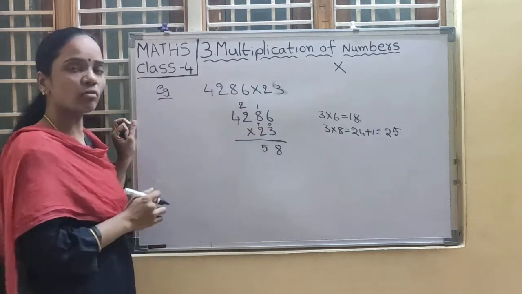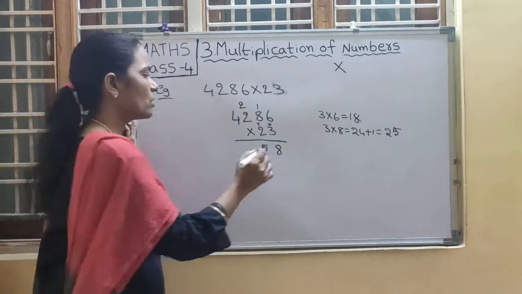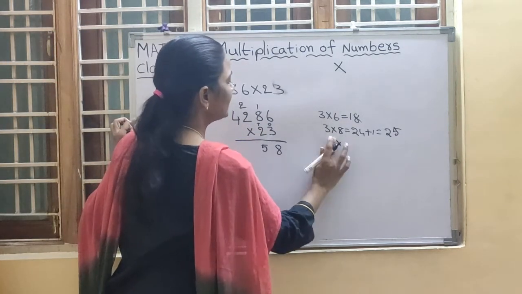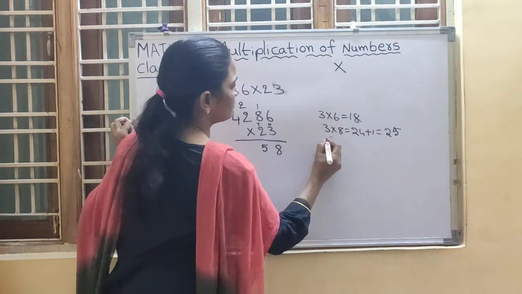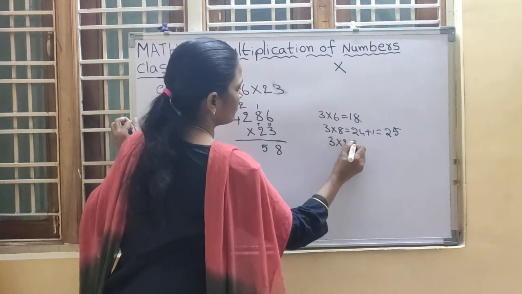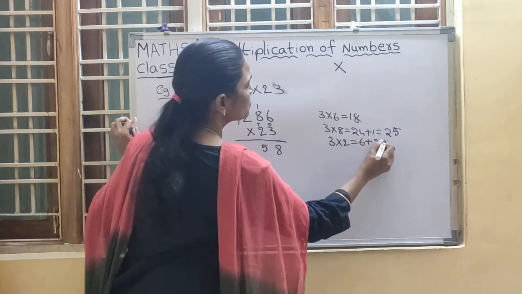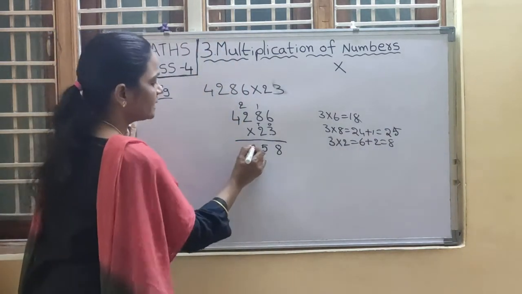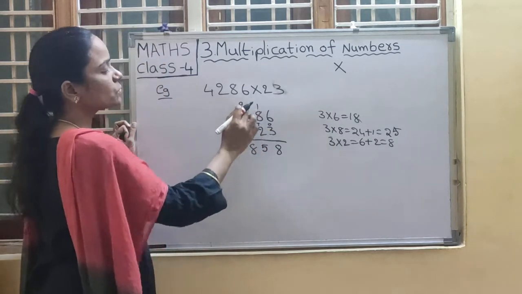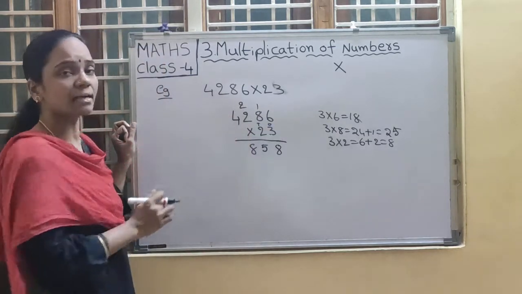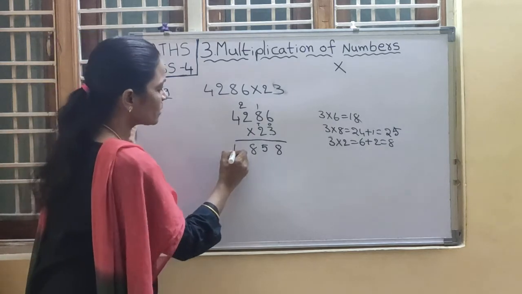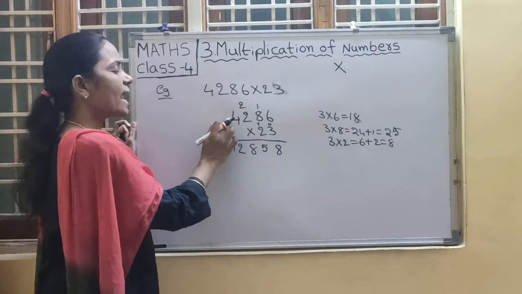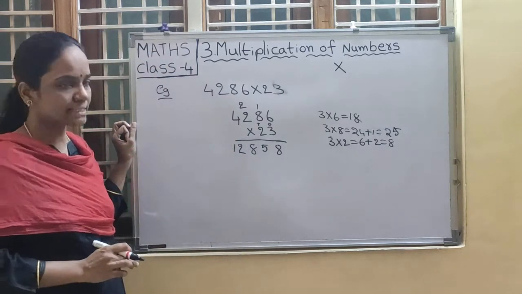Next, 3 2s are how much, children? Very good. 3 2s are 6, plus 2 carry, how much? 8. 8 right here. Next, 3 4s are how much? 12. 12 we have to write here because after 4 we don't have digits.